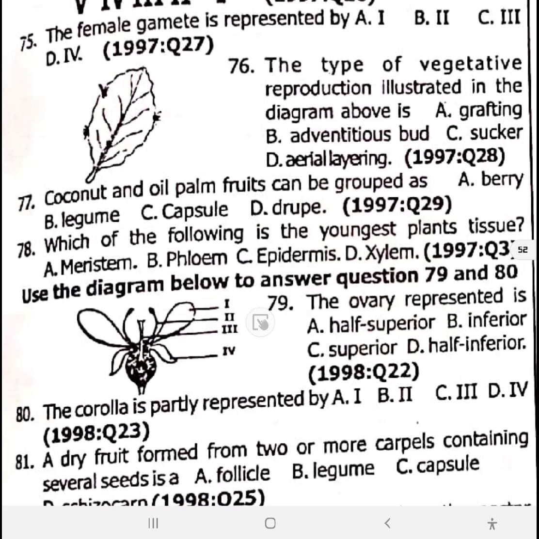Let's go to question 78. Which of the following is the youngest plant tissue? The youngest plant tissue is the meristem. It's always the meristem or apical meristem. 78 is option A, meristem.